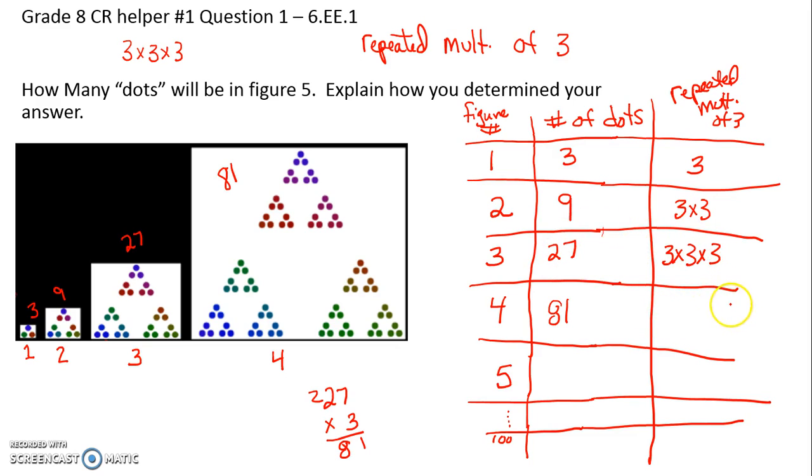How many times am I going to multiply 3 by itself to get to 81? Oh, 3 times 3 times 3 times 3. Oh, so in the first figure, I just needed a 3. In the second figure, it was 3 times 3. I multiplied 3 by itself twice. For my third figure, it was 3 times 3 times 3. I multiplied 3 by itself 3 times. In my fourth figure, it was 3 times 3 times 3 times 3. I multiplied 3 by itself 4 times.